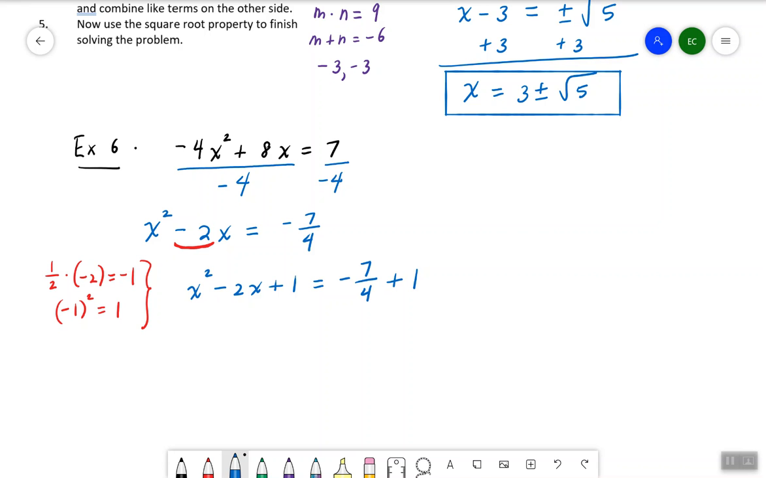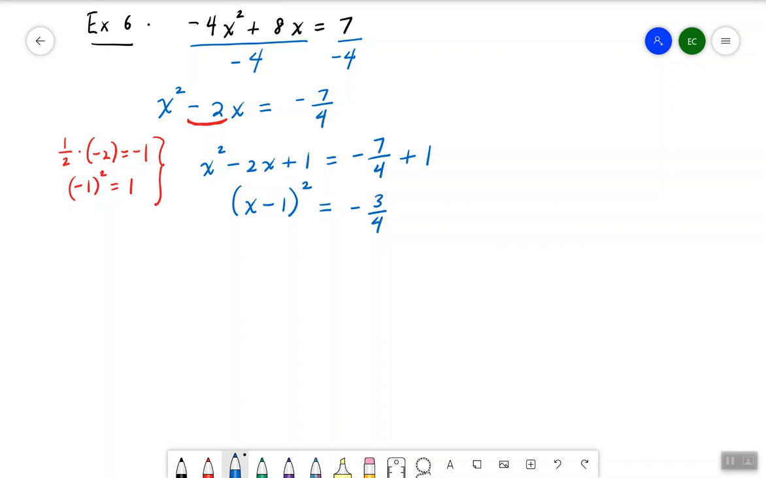Now we have a perfect square trinomial. That's step 4. We have the perfect square trinomial, and we're ready to factor it. You can see pretty quickly that the factors are both x minus 1. So we have x minus 1 squared is equal to, on the other side, we can add the fractions. 1 is the same as 4 over 4, so we'll have negative 3 over 4 when we add those together.